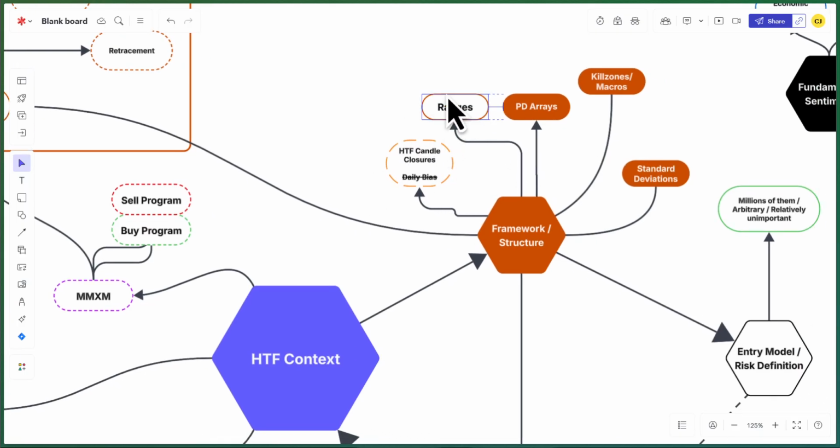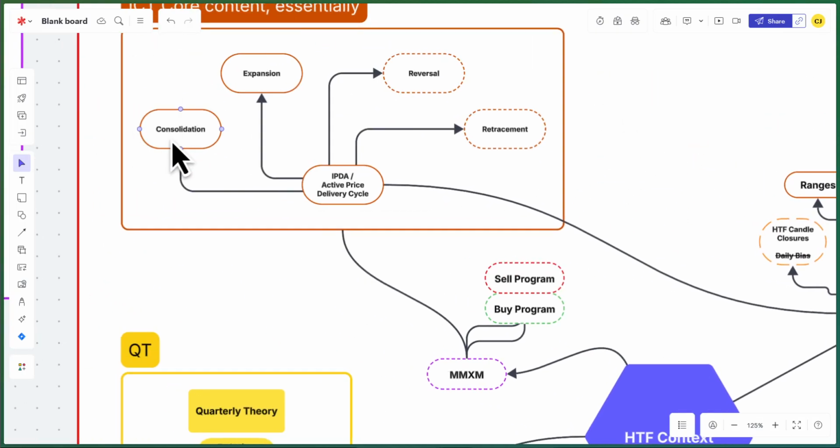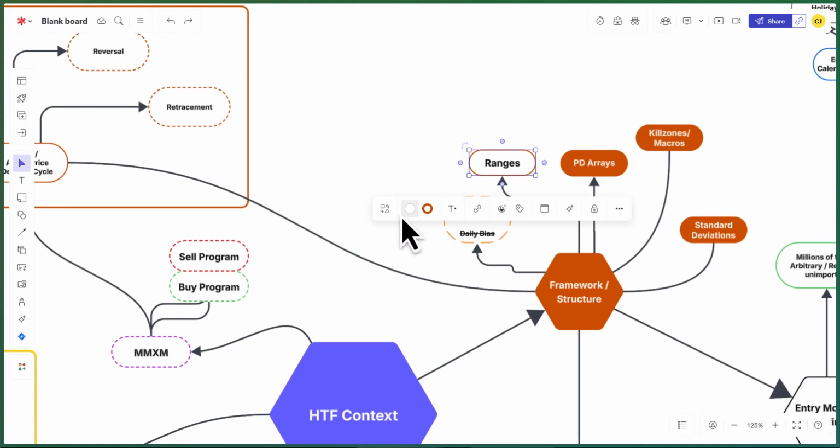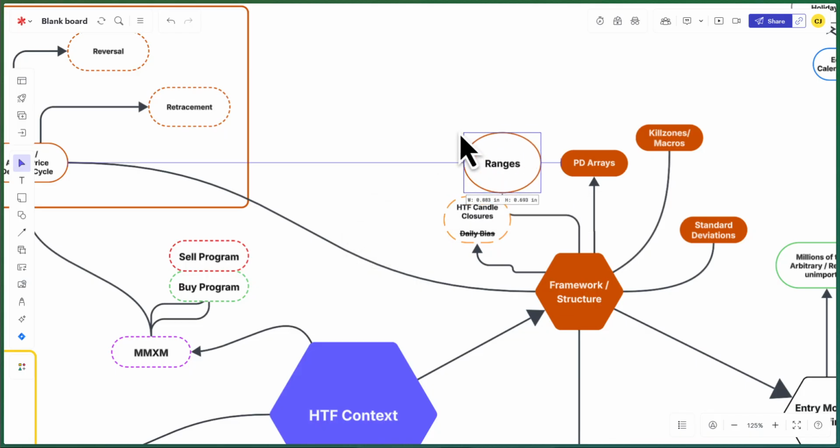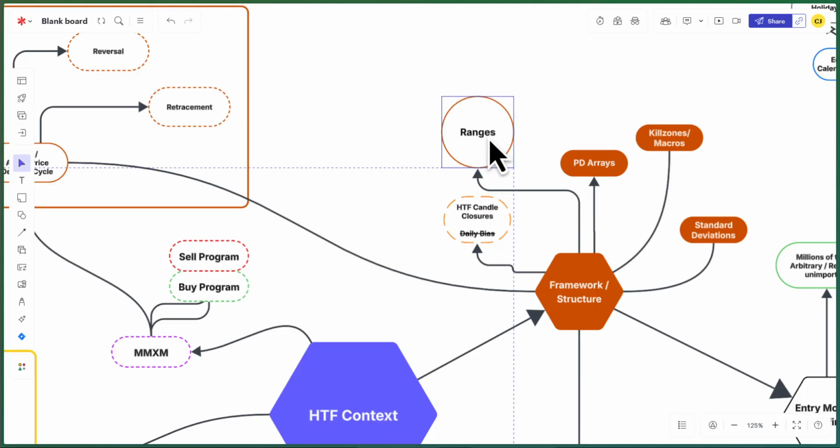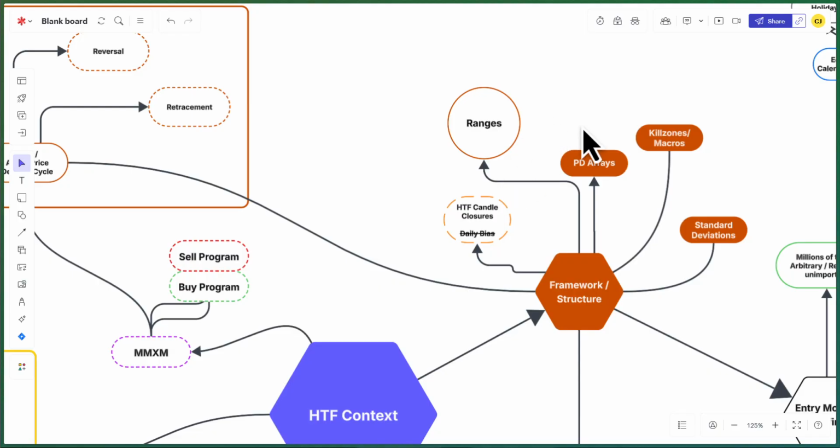And finally, ranges. Ranges are probably the most important part of structure if you're to go by what I'm talking about here. Or basically in trading, just trading in general, it's important to know what range you're in because it helps you know if you're consolidating, if you're expanding, if you're reversing. It's very important. So ranges are something that you should definitely know. It's definitely worth exploring what exactly these are, right? So there's that.